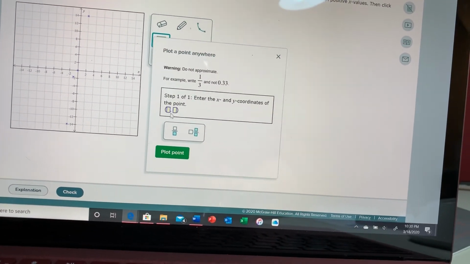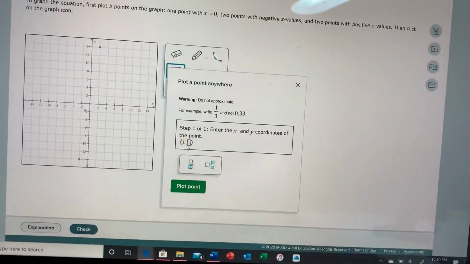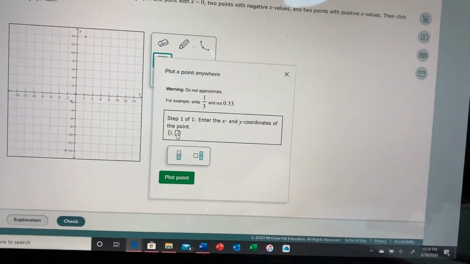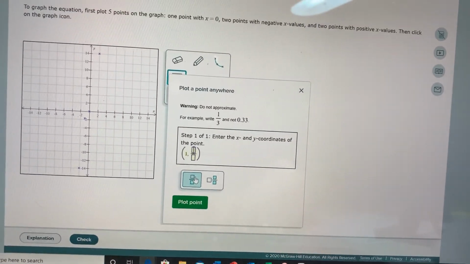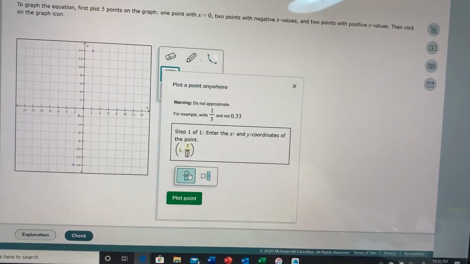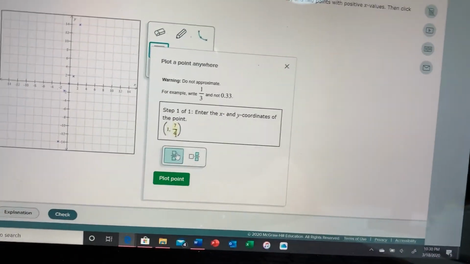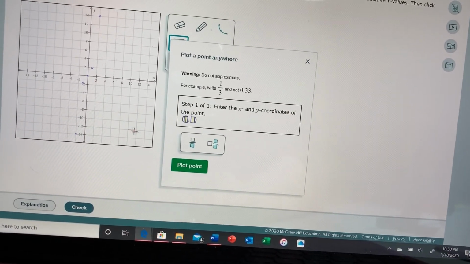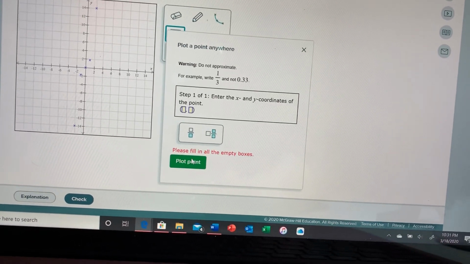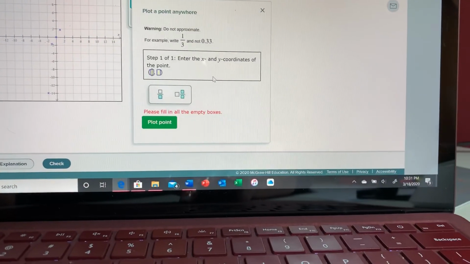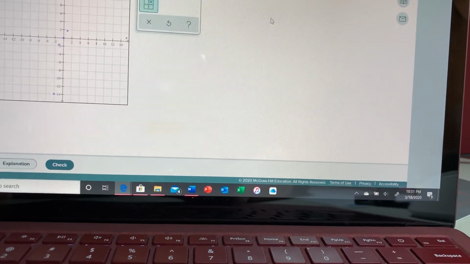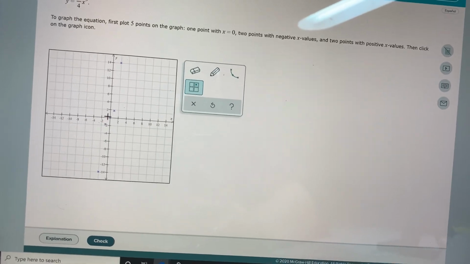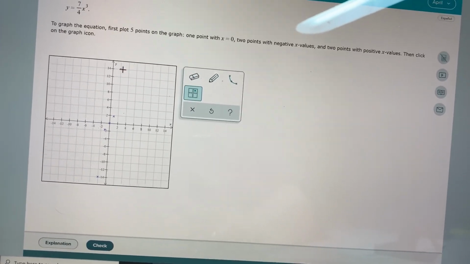Okay, and then I got the other one, which was +1, +7/4. Oh wait, fraction. Sorry if I'm bouncing my hand around. I didn't plan this out very well. 7/4. And then plot that point. Oh, and I can already see it's showing up right there. Okay, so I've got 1, 2, 3, 4, 5 points.